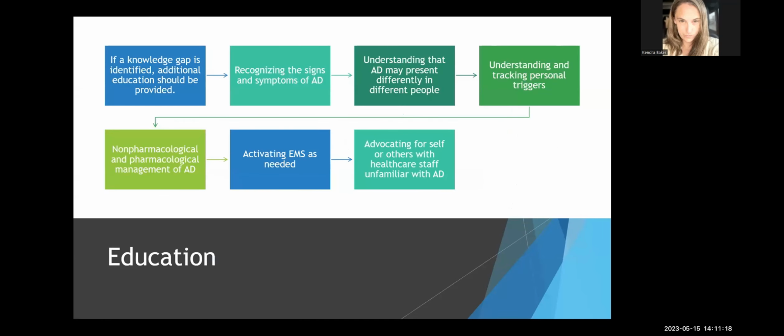So if you've noticed a knowledge gap, you can then start to provide some education for your patient, which includes recognizing the signs and symptoms of autonomic dysreflexia, noting that it can present differently in different people, understanding and tracking personal triggers, what pharmacological and non-pharmacological management works for them, when they need to call for help, and how to advocate for themselves.